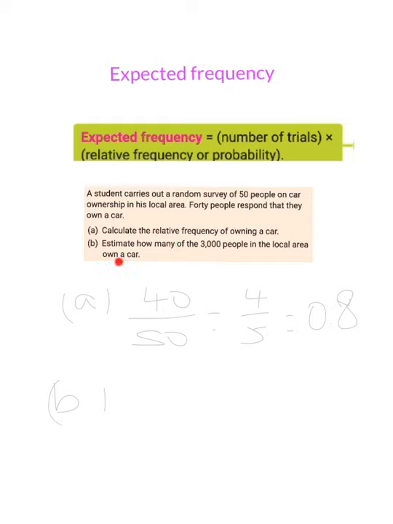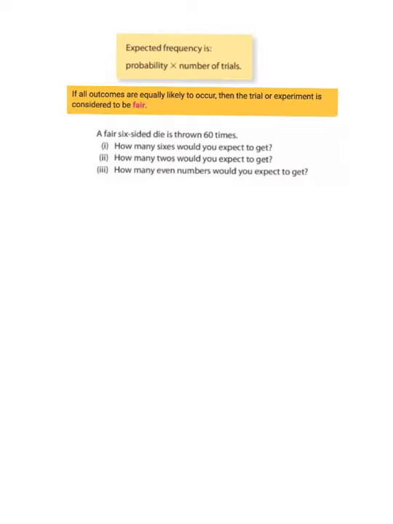They ask you to estimate how many of the 3,000 people in the local area own a car. So that is asking you for the expected frequency, which is the number of trials, which is 3,000, multiplied by, this time we were given the relative frequency, so it's 0.8. So it would be 3,000 multiplied by 0.8, which would give you 2,400 cars. So the estimated frequency of people owning a car in that area would be 2,400.